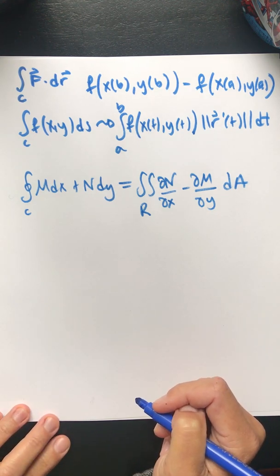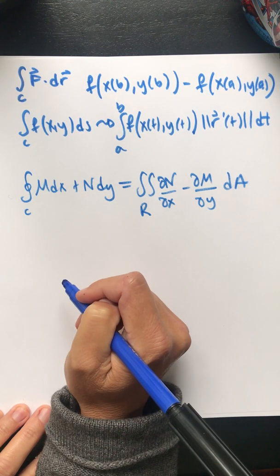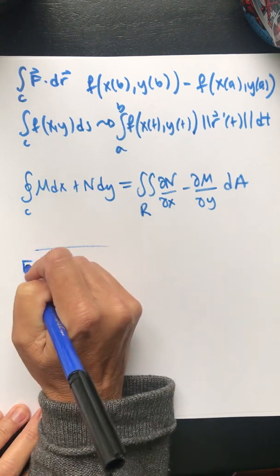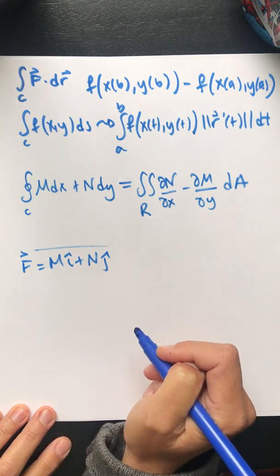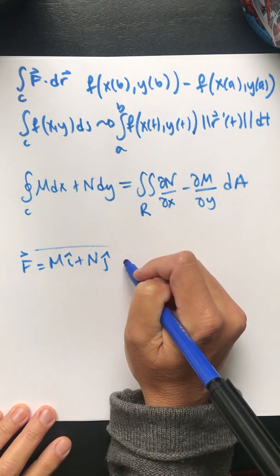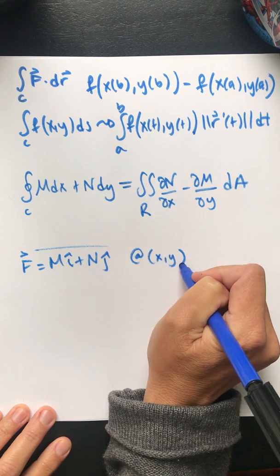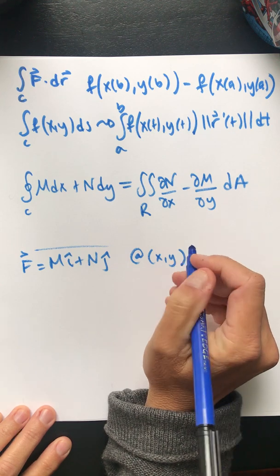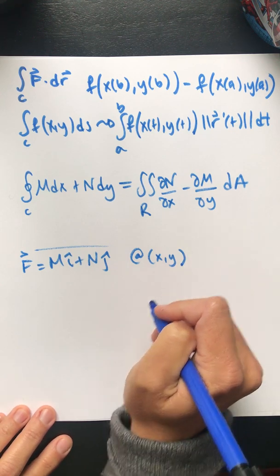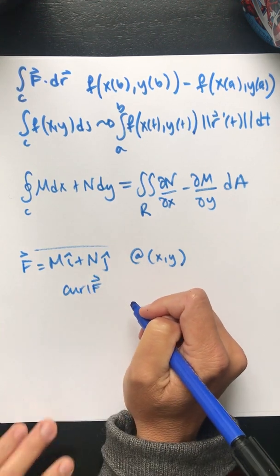The next couple pieces we're going to talk about are sort of what are we looking at. So if I have a vector field that's defined by m i hat plus n j hat, and we're looking at the vector field if we evaluate this at a point x, y. Well, one of the things we've been talking about is curl F. So curl F is, again, a vector.